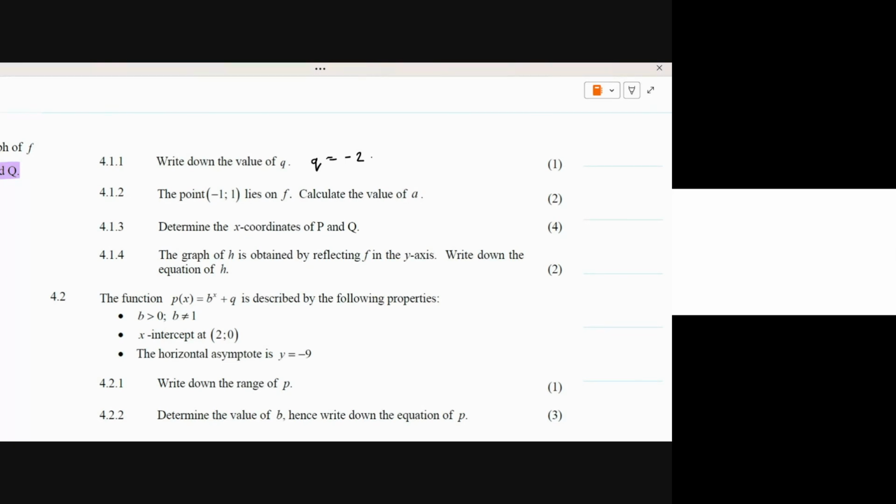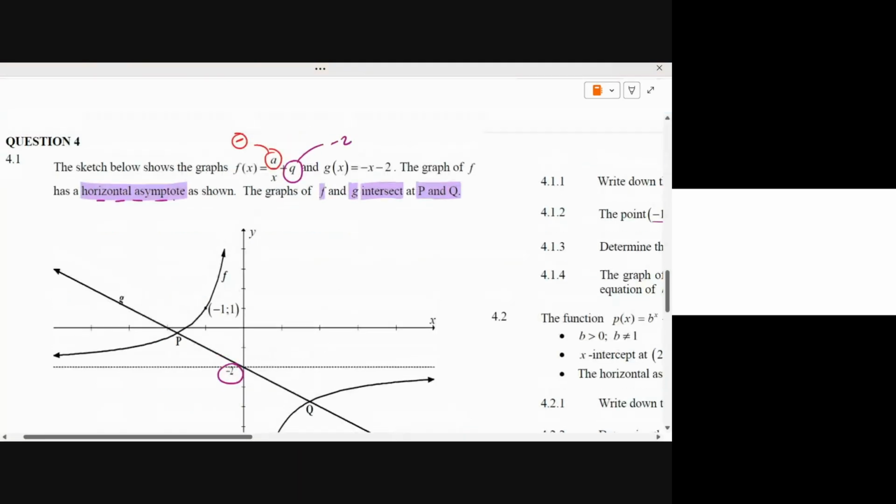Now let's look at 4.1.2. It says, the point -1 and 1 lies on f. Calculate the value of a. Now, let's put these two things together. If we go to our graph, we know that a is part of the hyperbola. It's okay, guys. Let's rewrite the equation of our hyperbola.